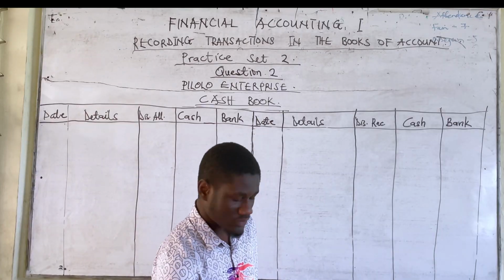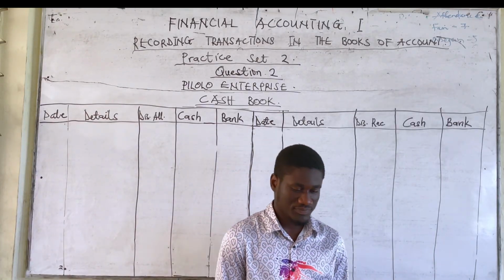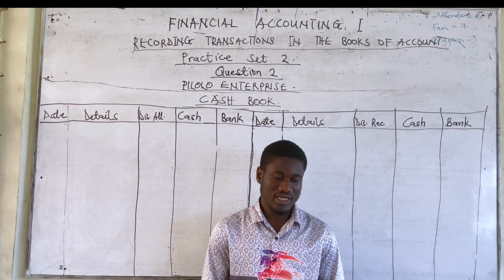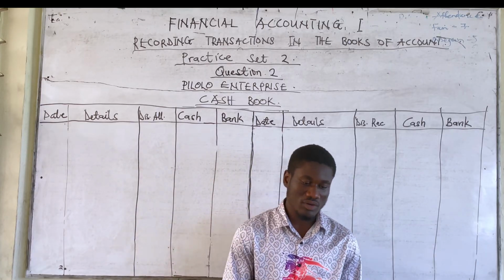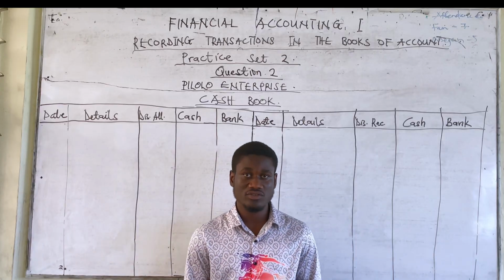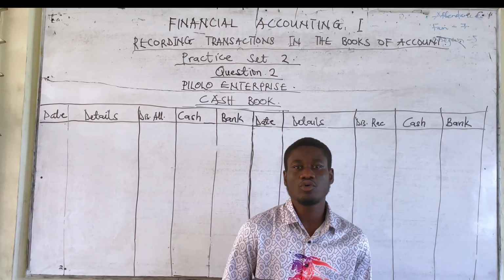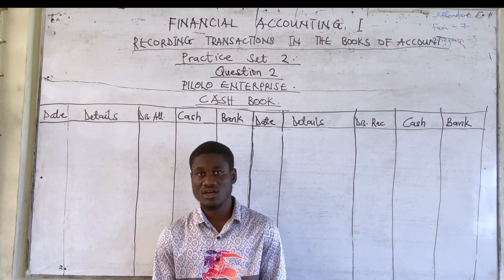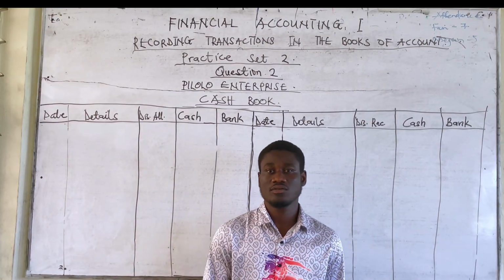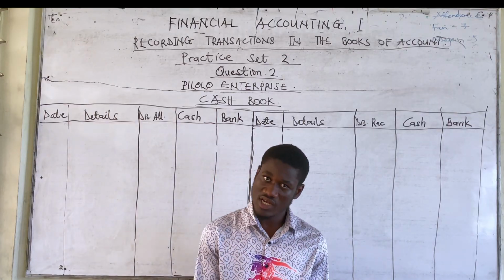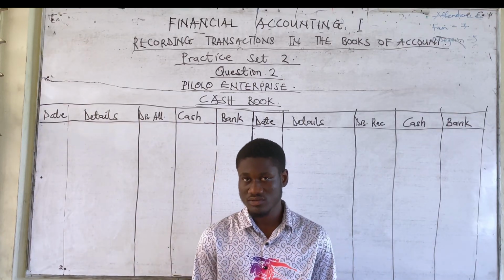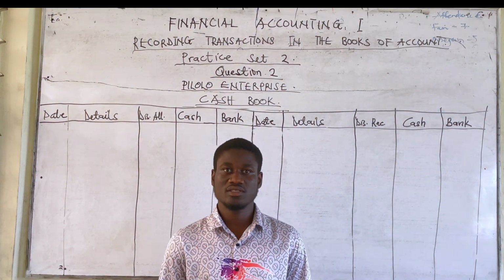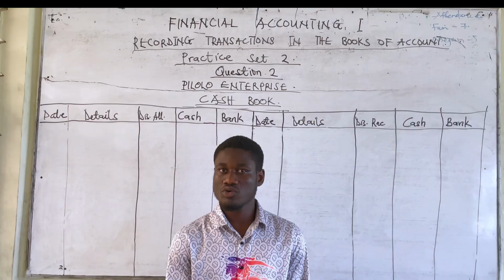For the first requirement, we should know the account or books that fall under the books of original entry. Good. And you know that the books of original entry are a sales journal, purchases journal, returns inwards journal, returns outwards journal, cash book, and general journal. You get it? So we are going to open all these accounts. You can start from wherever you want to start from.